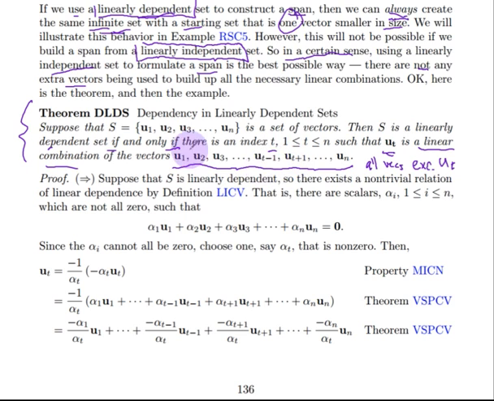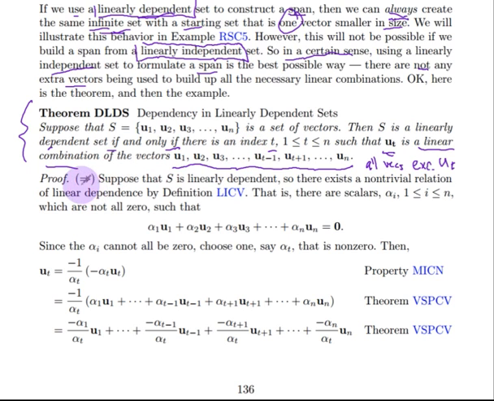Okay, so get the point here. If we have a set of vectors that's linearly dependent, there is at least one vector in here, it's not saying that any vector, but at least one vector, that can be written as a linear combination of the other ones.